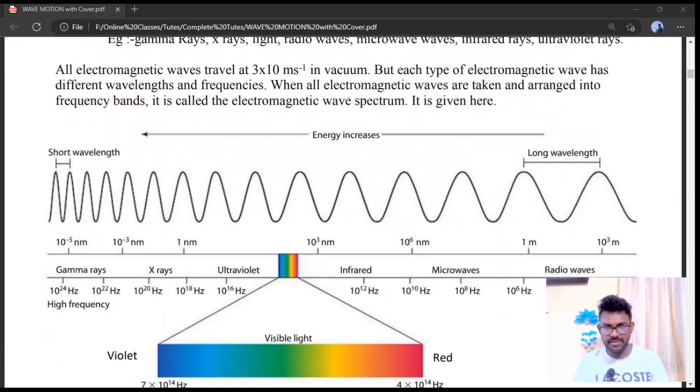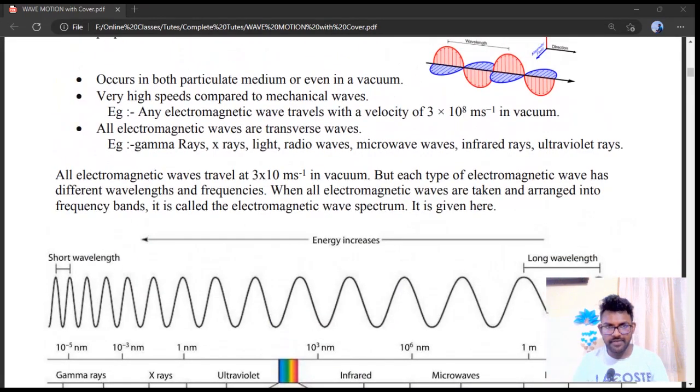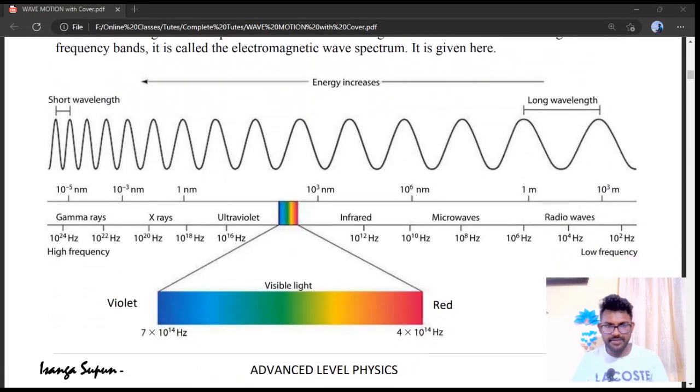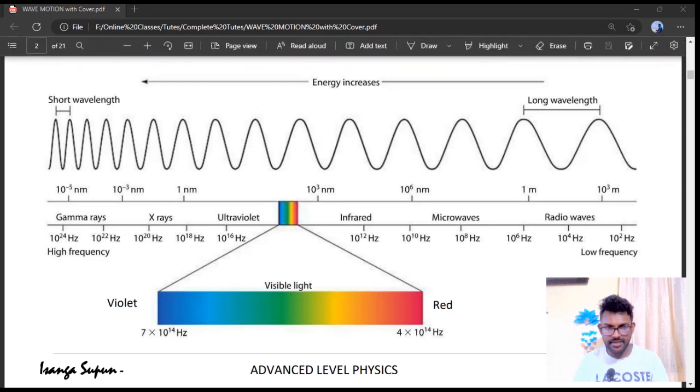There are different types of energies, different types of waves that we can arrange in this electromagnetic spectrum. You can see here, this is the electromagnetic spectrum, to give a rough idea. We have wavelength, energy, and frequency. There are three things we can see here. Starting from this end, we have the shortest wavelength, where you can see very huge frequencies like 10 to the power 24, starting from the gamma rays.